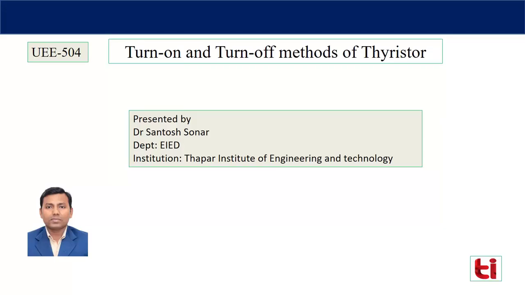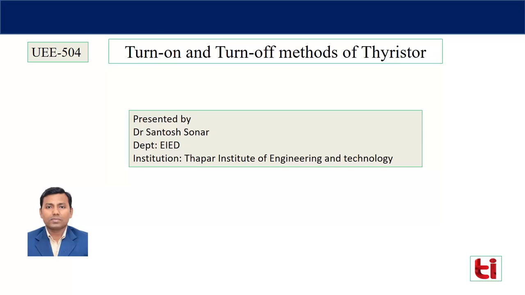Hi, today I am going to discuss turn on and turn off methods of thyristors. Last class we discussed the two transistor model of thyristor. There we saw that if we can somehow increase the current gains of the two transistors, alpha 1 and alpha 2, close to unity, then the thyristor will be turned on.